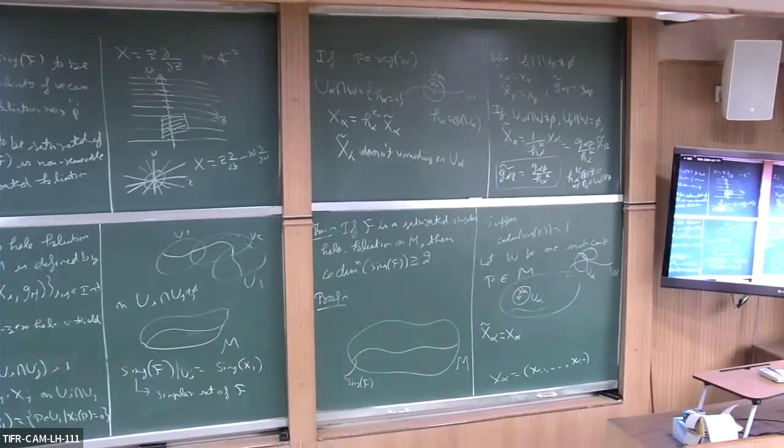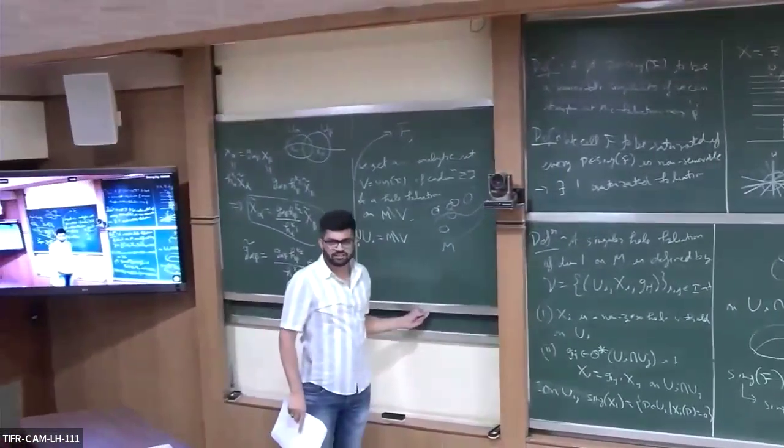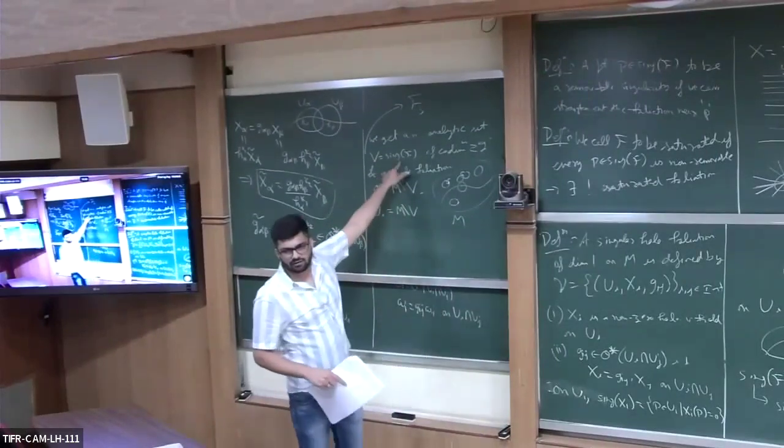Okay, before I go to this converse part, let me prove this identity theorem for singular holomorphic foliation, which we saw for non-singular holomorphic foliation. Let me prove it for the singular one because I'll need it for this.